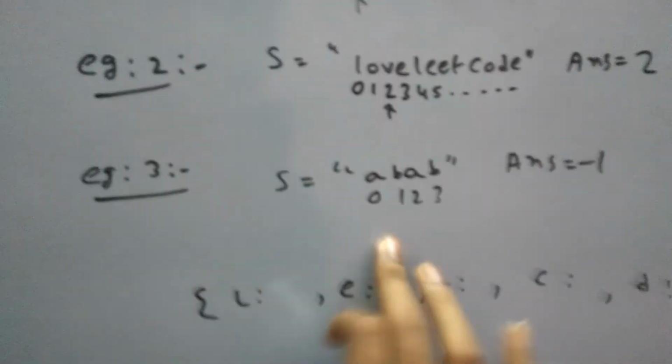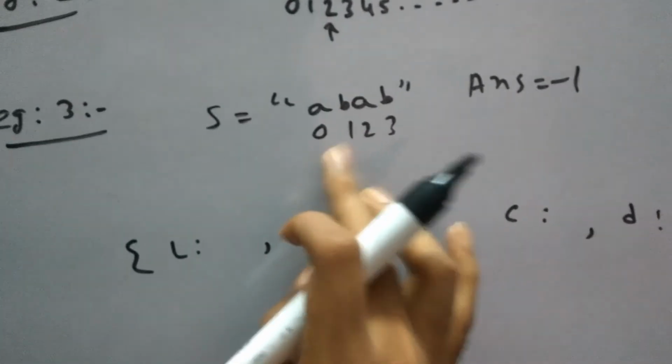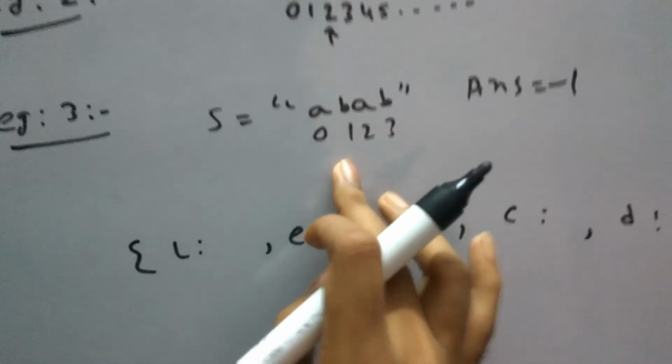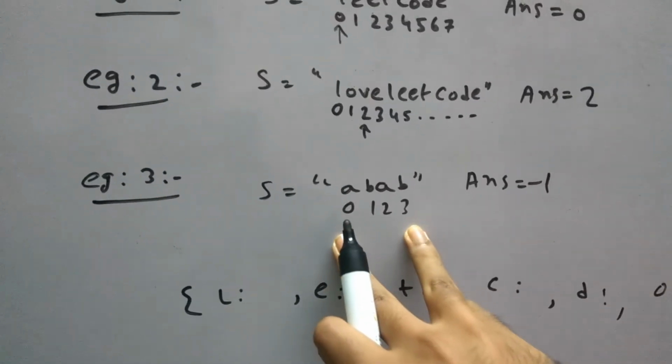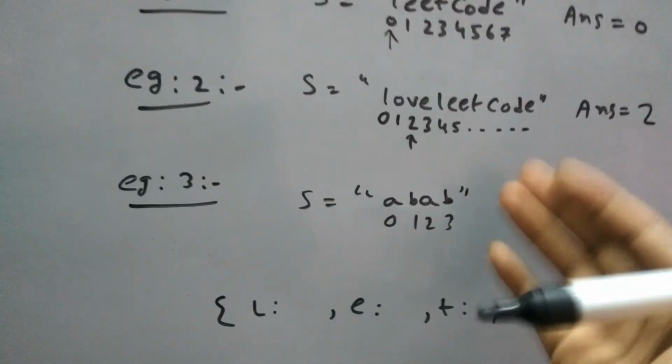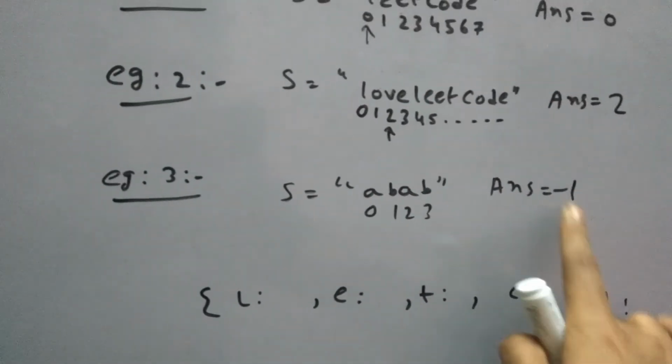The answer is 2. Now coming to this example, we can see no such character here which occurs only once in this string, so that's why the answer becomes -1, because we don't have any character which is occurring once and whose index we can take.